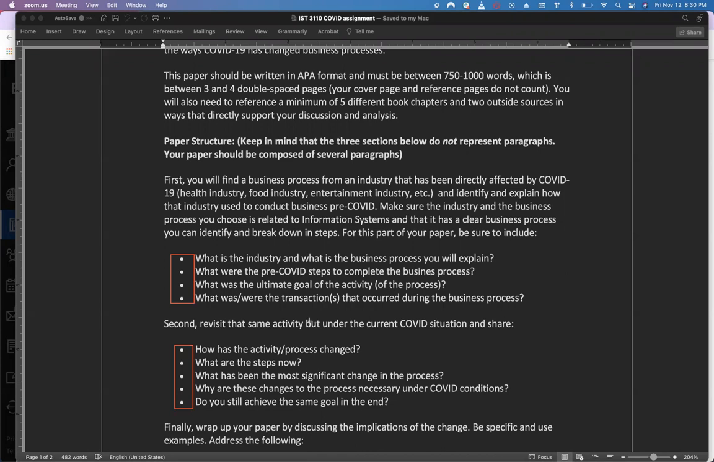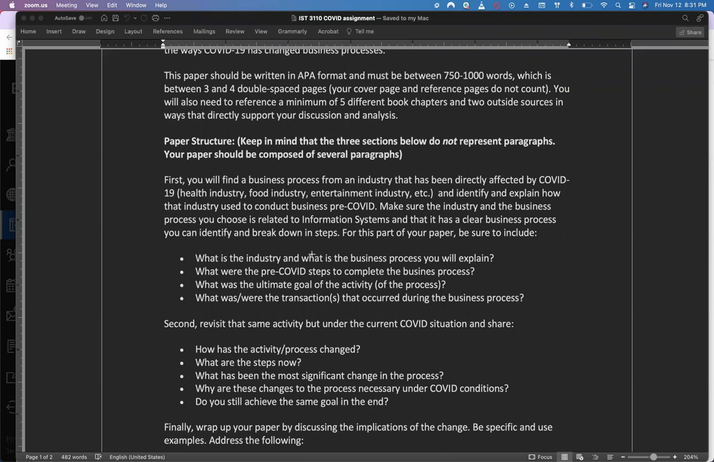I don't want you to do this like an interview, where you just put the question and then answer, question, answer. That's not what this is about. This is just for you to start thinking about how these guiding questions are going to help you organize the paper.